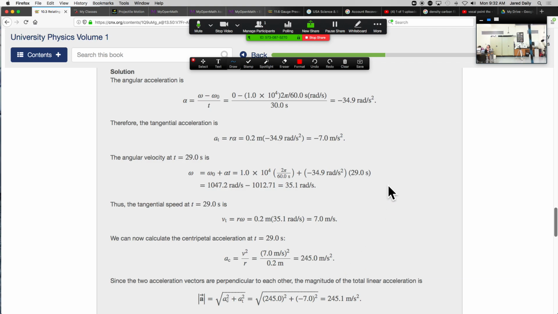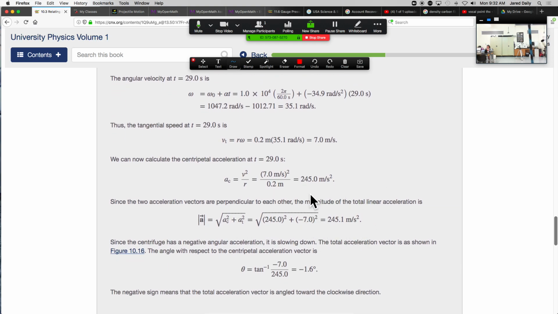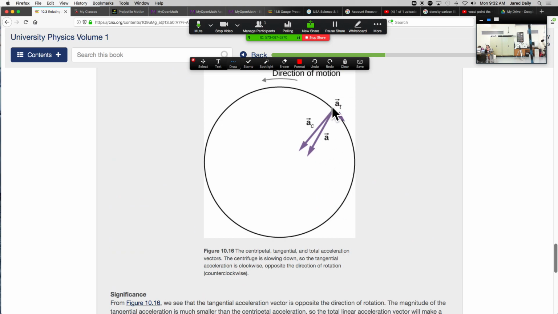We cannot just add these two numbers together. We have to add them using the Pythagorean theorem. So we use the Pythagorean theorem to add them together. We get an overall acceleration magnitude of 245.1 meters per second squared. And then we calculate the angle by taking the negative 7 over the 245 to get an angle of negative 1.6. To show that, the tangential acceleration is this way, the centripetal acceleration is towards the center of the circle, and the overall acceleration is slightly forward of the centripetal acceleration, which means the acceleration is slightly tipped in this direction, which would make sense since this is the direction of motion, and it's slowing it down. Right?